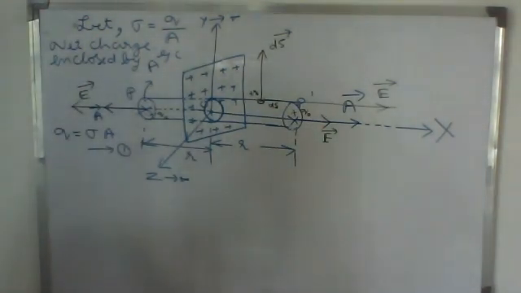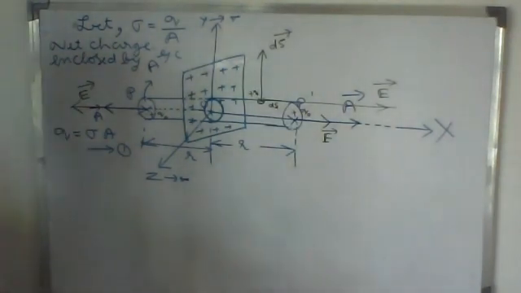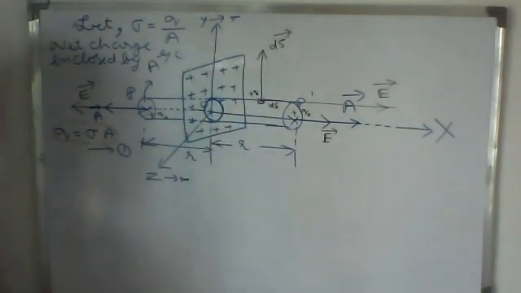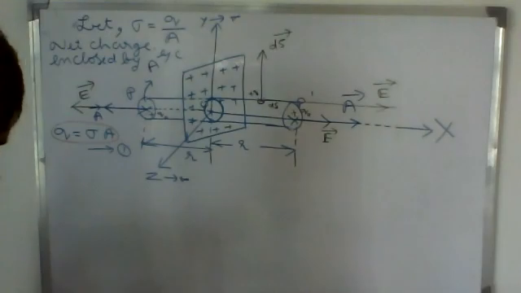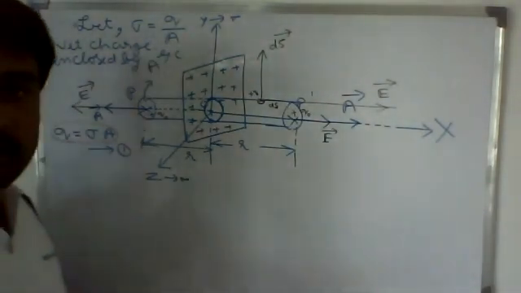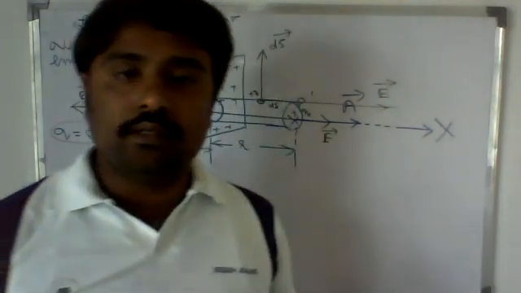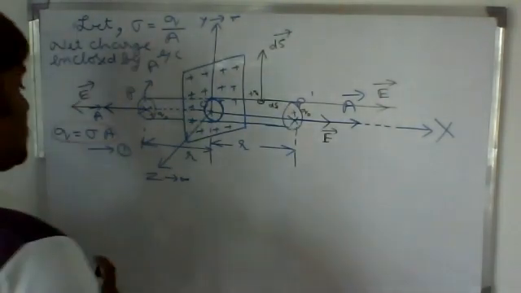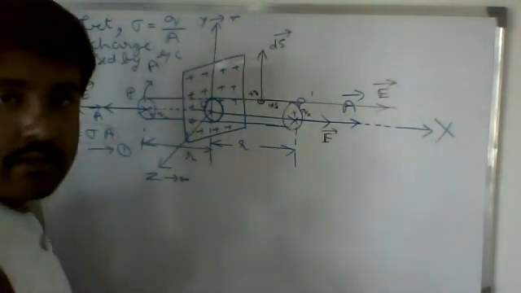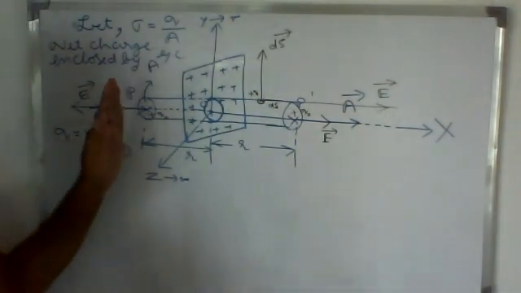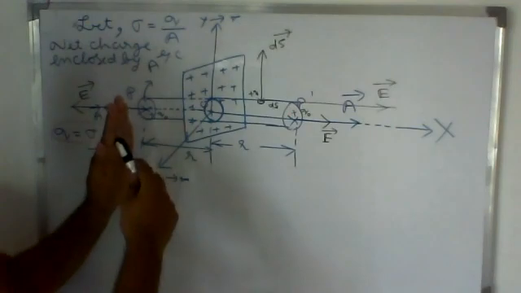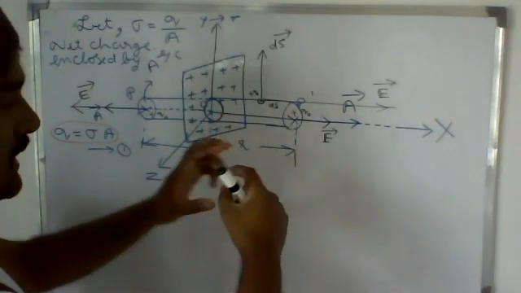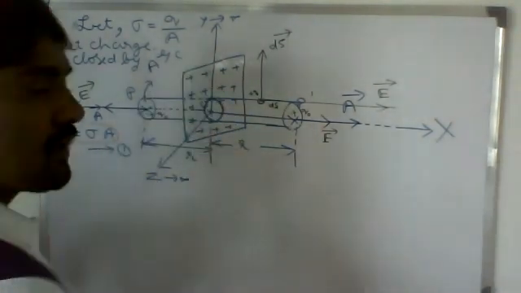Q is equal to sigma into A. So this is the net charge, the total charge enclosed by the Gaussian cylinder. After that, we have to calculate the total electric flux through the entire Gaussian cylinder. That splits into three parts: the electric flux through the left flat circular surface, the electric flux through the right flat circular surface, and the total electric flux through the curved surface.